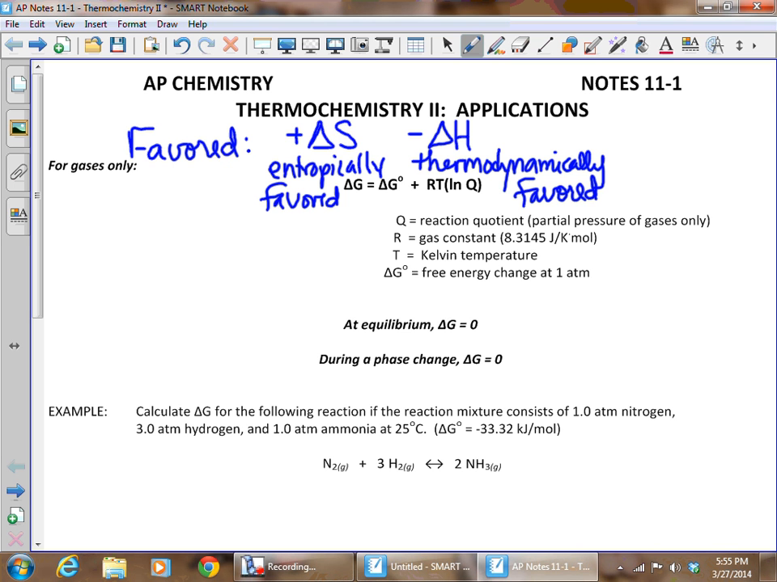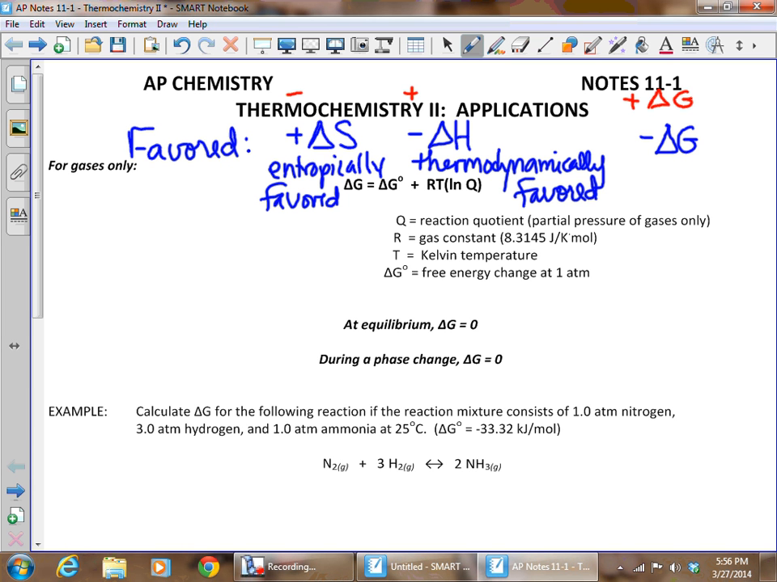If a particular reaction has a negative delta G, it is always favored. And if these signs are switched, if we have a negative delta S and a positive delta H, those always have a positive delta G, and therefore would be an unfavored situation.